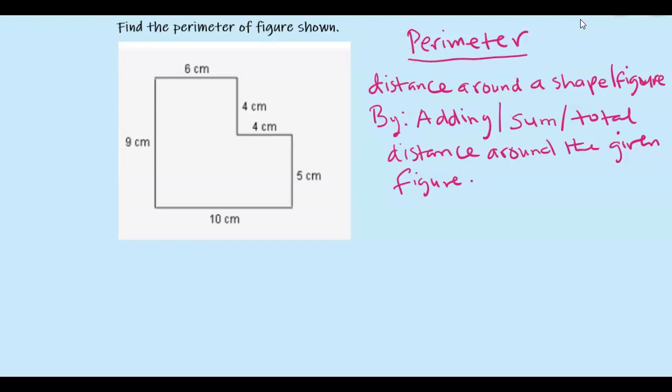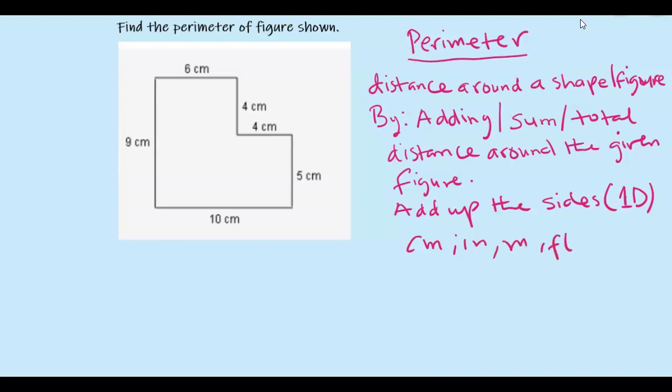It is one dimension. What it means is that we find or add up the size. It's 1D, which is one dimension. That means it could be centimeters, it could be inches, it could be miles, it could be feet, and so forth.